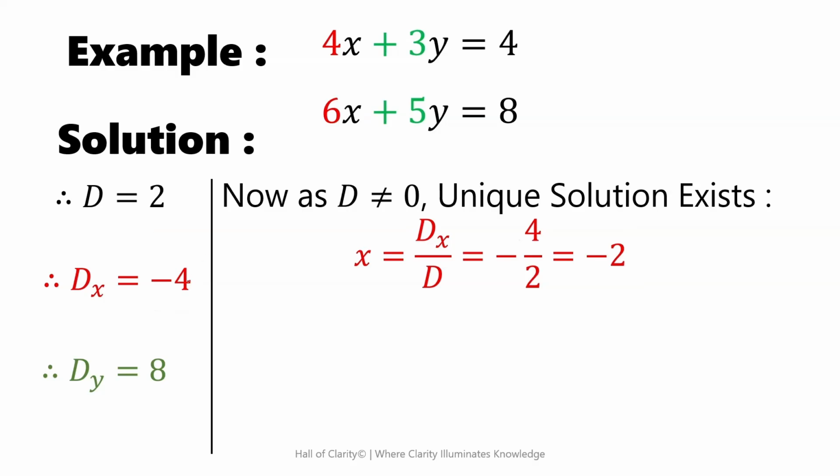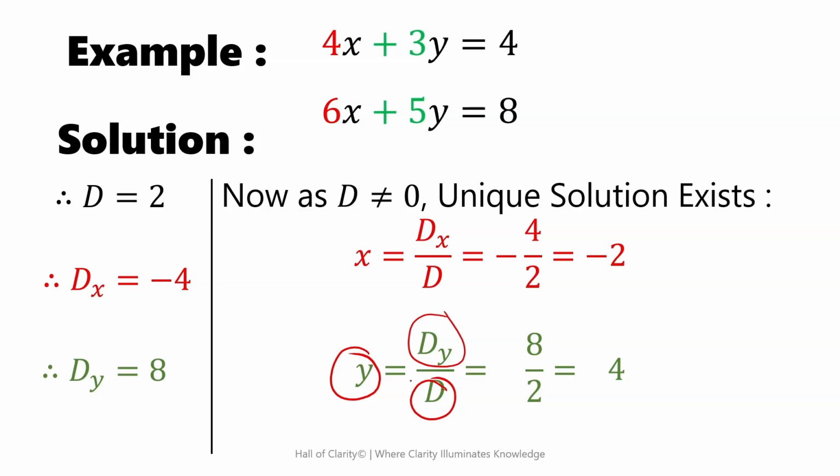Similarly, we find the value of y. Y is given as Dy upon D. Once we put the value of Dy, which is 8, and the value of D, which is 2, then what will we get? 2 ones are 2, 2 twos are 4. So this 4 will be the final answer of y.